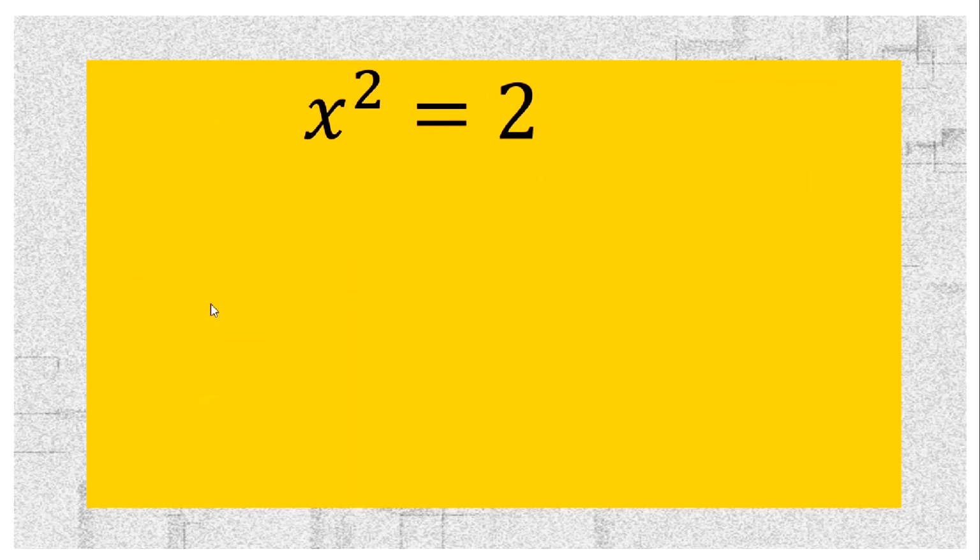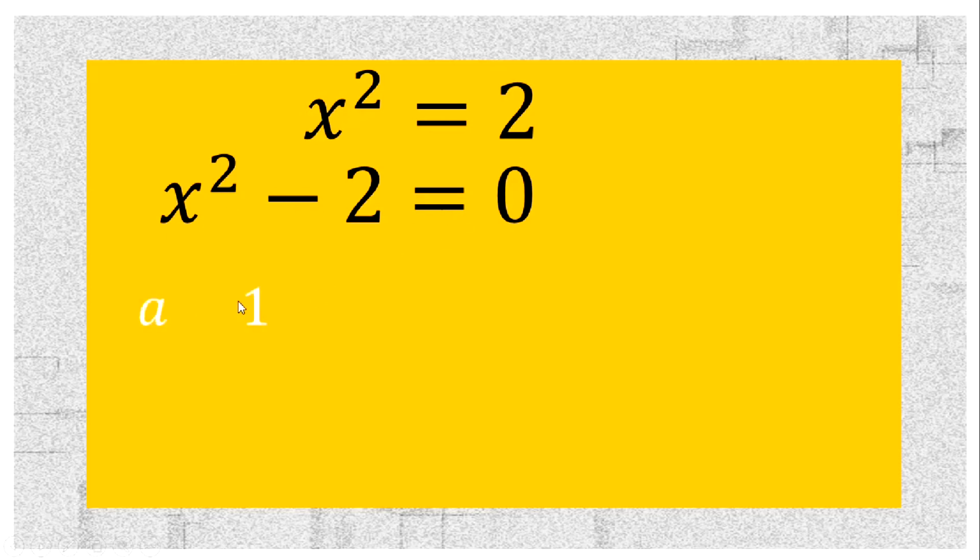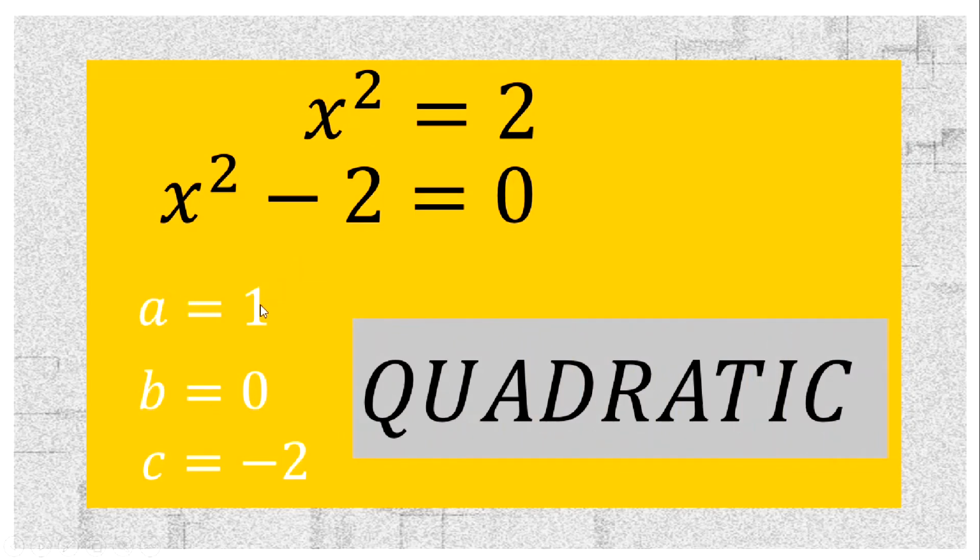Next, we have x squared equals 2. So, this equation can be written in x squared minus 2 equals 0. So, this time, our a is 1, our b is 0, and our c is negative 2. So, again, this is a quadratic equation since may value naman tayo ng a dito.